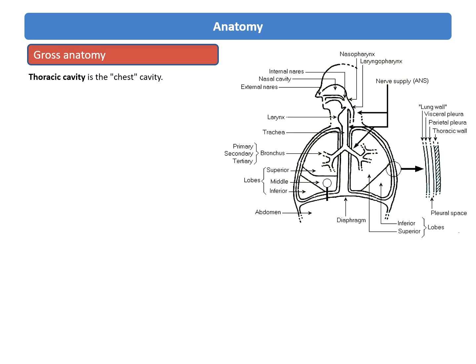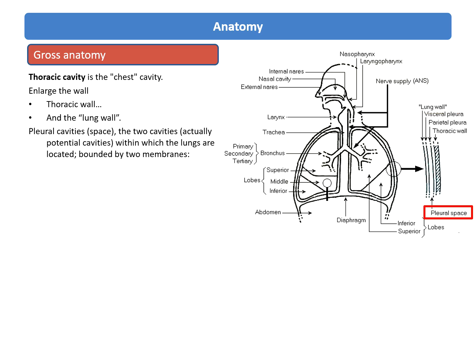The thoracic cavity is the chest cavity. Let's enlarge the wall to look at the details. The arrow shows the wall itself, the chest wall, that includes ribs and muscle. And that arrow shows the lung wall. Now notice I put lung wall in quotes. I'll describe why in a moment.